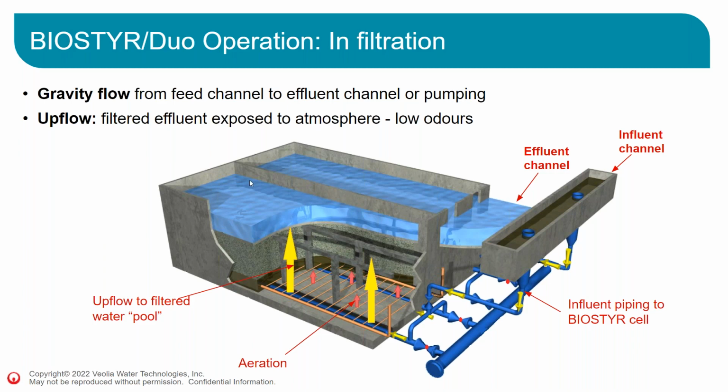So when it's filtrating, the water goes up, the air goes up, and it exits the cells to the effluent channel. So the main advantage of this flow is the filtered water is exposed to the atmosphere, so there's no odor related to the water treatment because you are in contact with clean water instead of the raw water. And there's little pumping required, since the only pumping required is to get the flow down the cell. Once the water is down, it's all gravity flow.